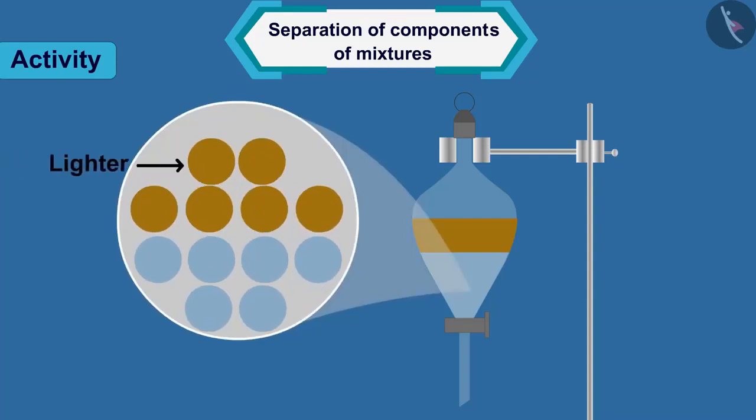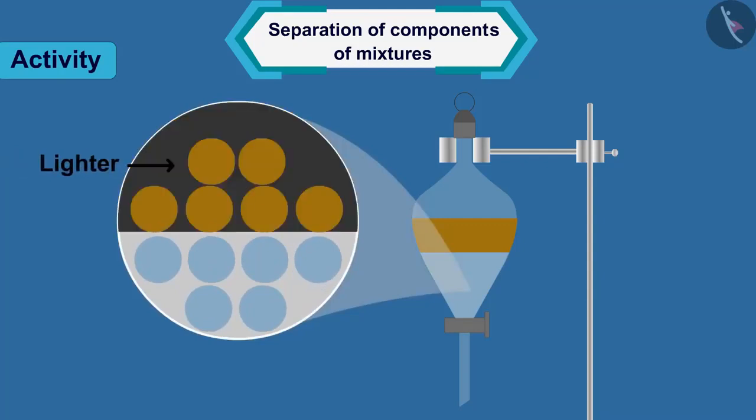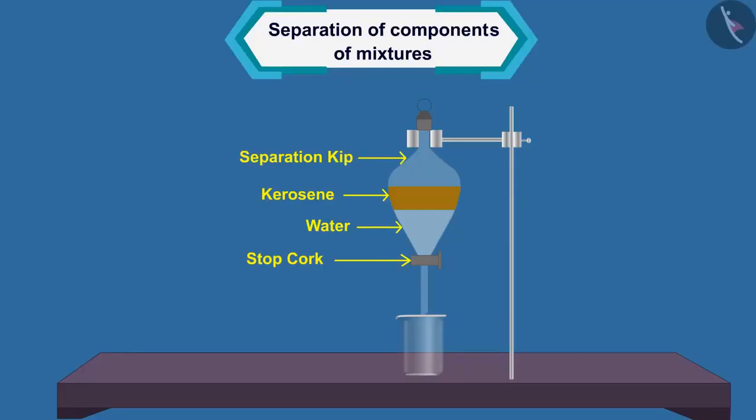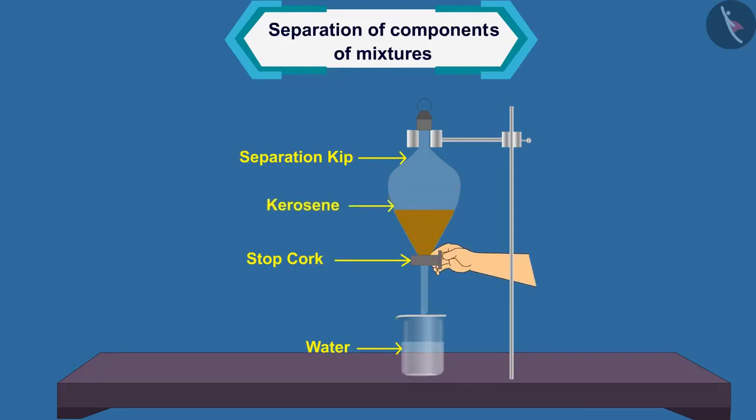Kerosene, being lighter than water, rises upwards to form a separate layer, and due to the water being heavy, it remains in the bottom layer. Now, we can open the stopcock of the separating funnel carefully and remove the bottom water layer into a beaker. Close the stopcock as soon as the oil reaches the bottom.